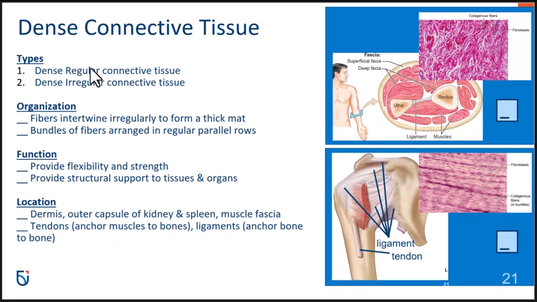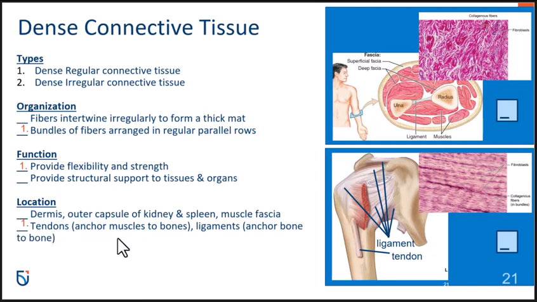Okay, let's look at dense regular and dense irregular and compare the two. And it has a lot to do with the orientation of the fibers within this tissue. So starting with dense regular, bundles of fibers are going to be arranged in regular parallel rows. That's why it gets the name dense regular, because they're organized in a regular fashion. More of an order to them, or seemingly. It's going to provide flexibility and strength, and we're going to find this type of tissue in tendons.